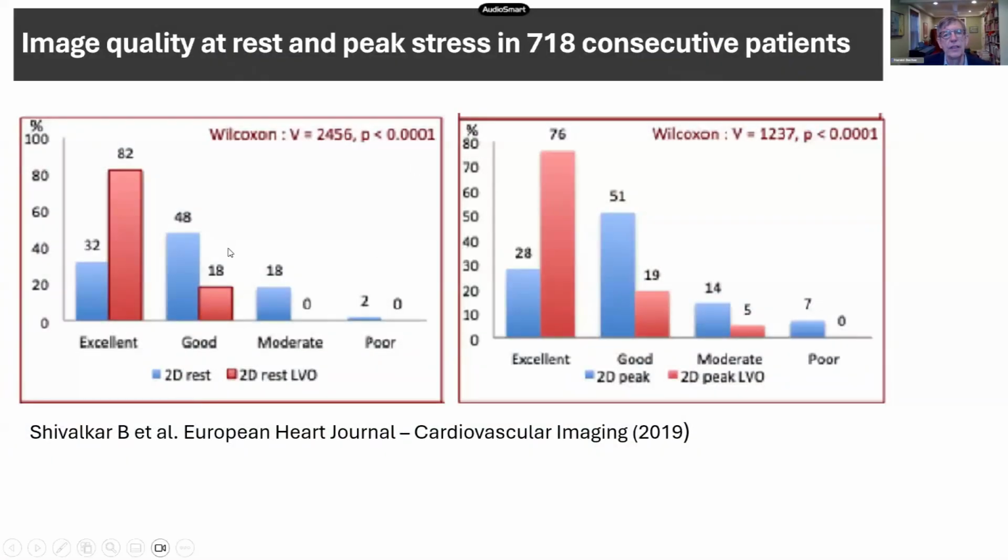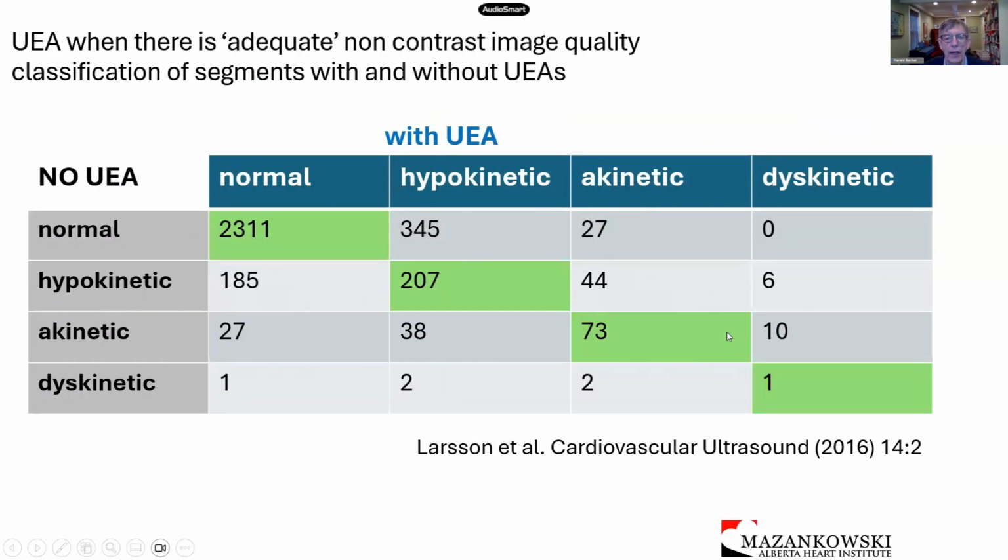This is a large series of 718 patients looking at the image quality at rest and during peak stress. And in red are the columns for using the ultrasound enhancing agent, and you see practically all segments were excellent and/or good, had good quality for delineation. And even at peak stress, it's almost the same. There are very few patients where there is only moderate image quality. And that has an impact on how we read stress echocardiography.